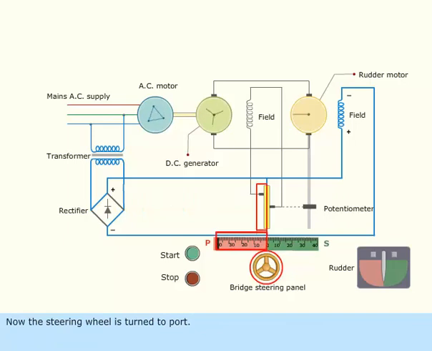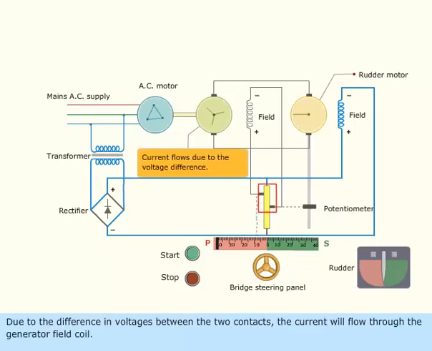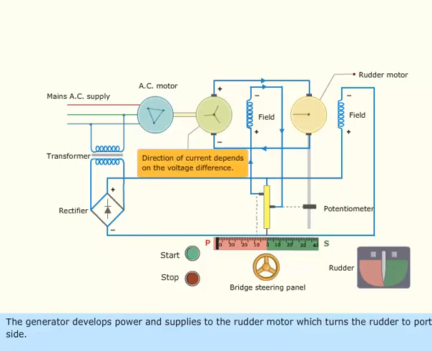Now the steering wheel is turned to port. This causes the wheel order rheostat contact to move up from the center position. Due to the difference in voltages between the two contacts, the current will flow through the generator field coil. The generator develops power and supplies it to the rudder motor, which turns the rudder to port side.